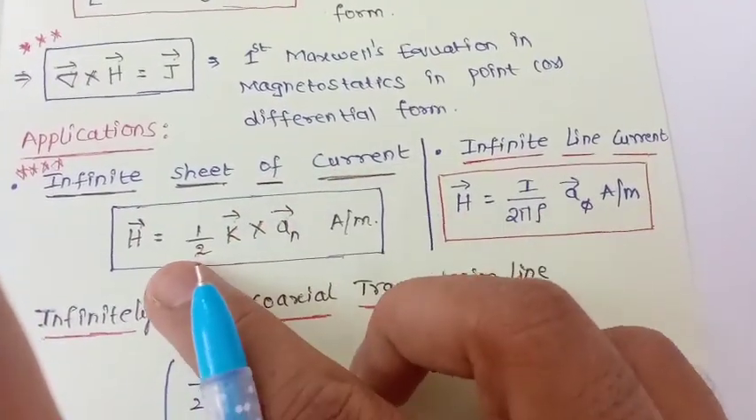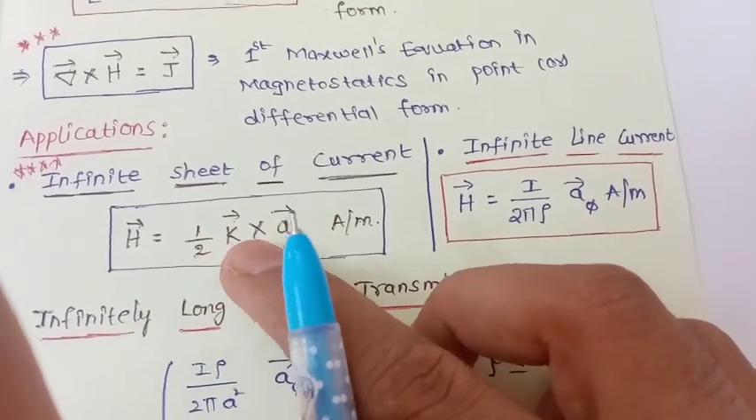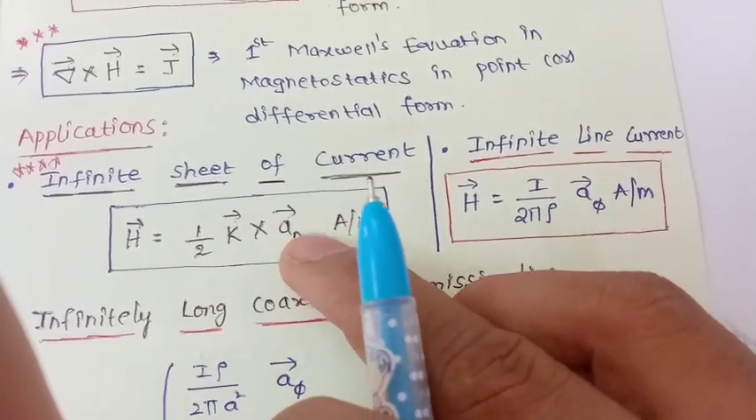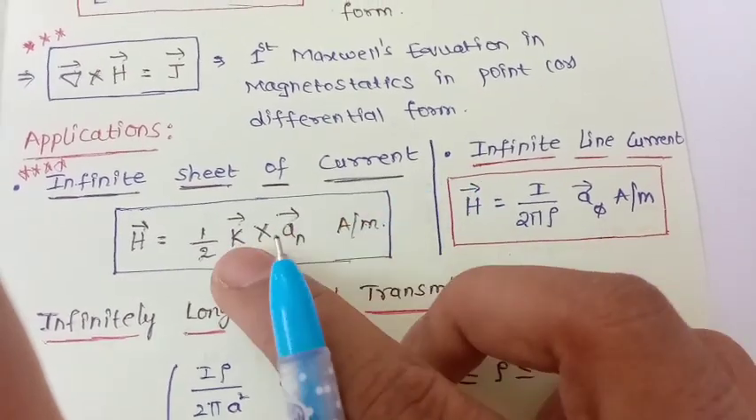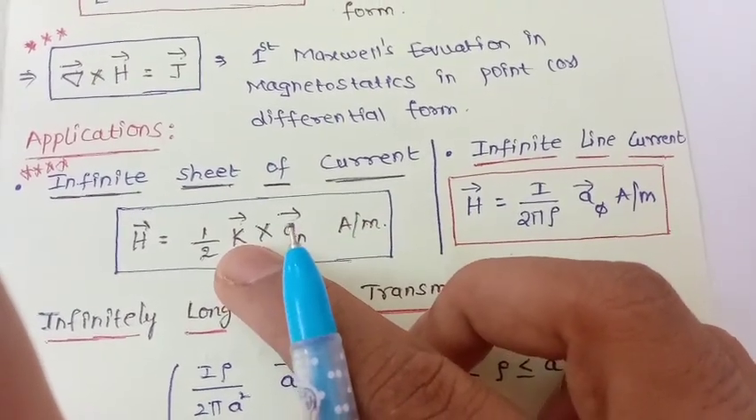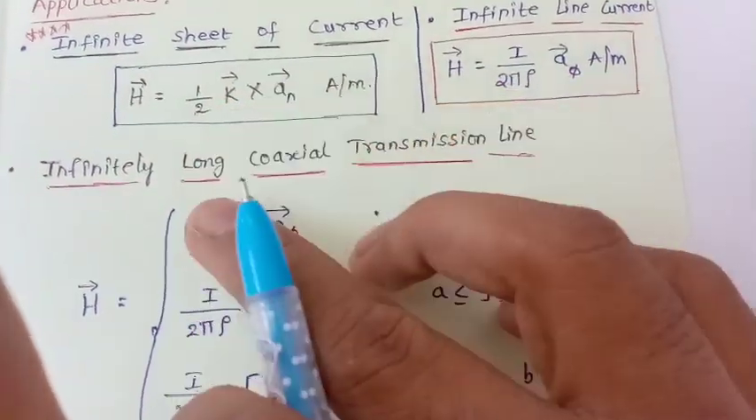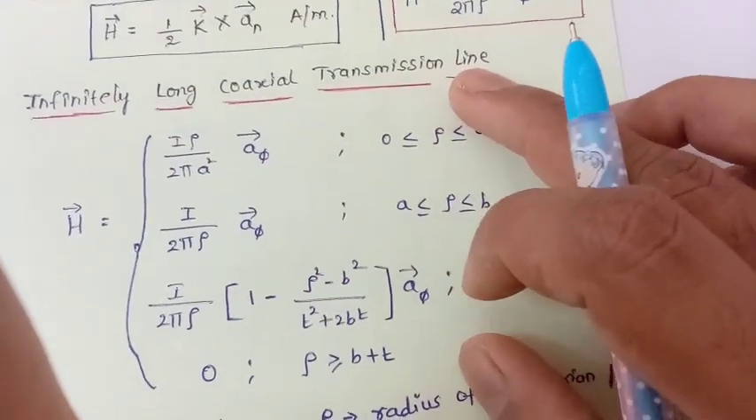For an infinite sheet of current, the magnetic field intensity is equal to half K vector cross unit vector normal to the plane, in ampere per meter, where K vector is the surface current density. Is it clear? Then the infinite long coaxial transmission line.